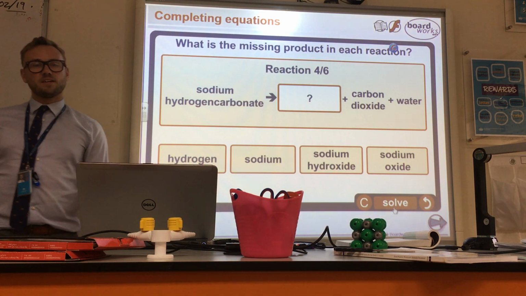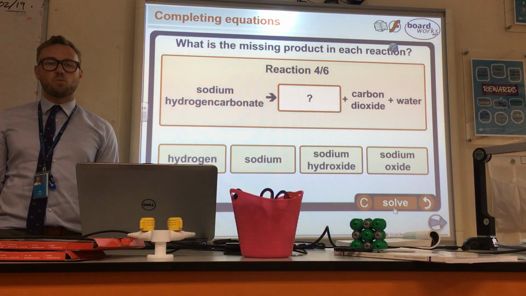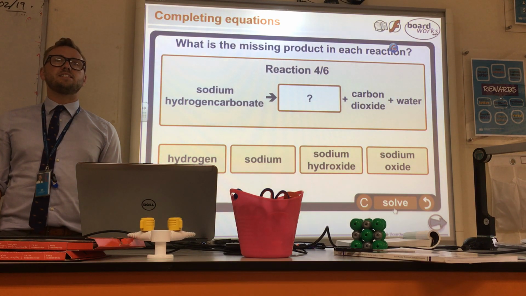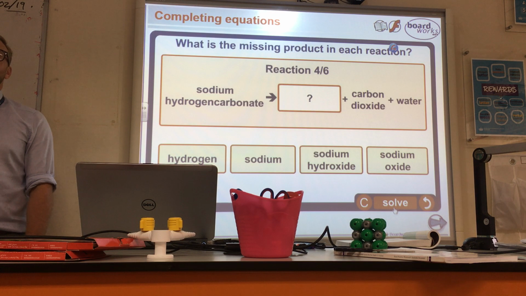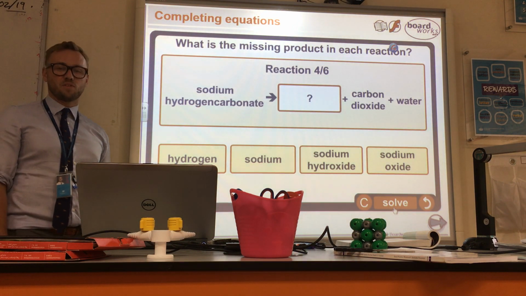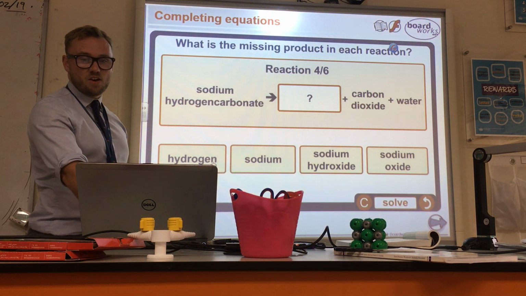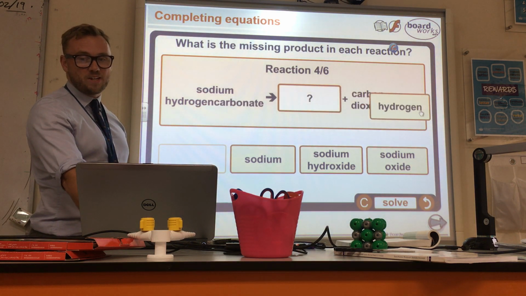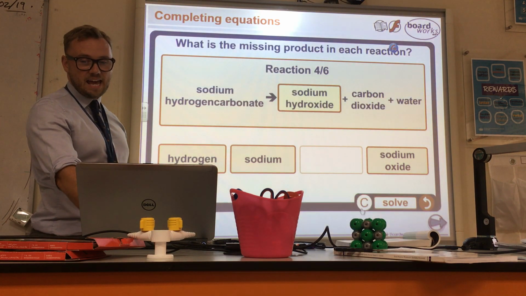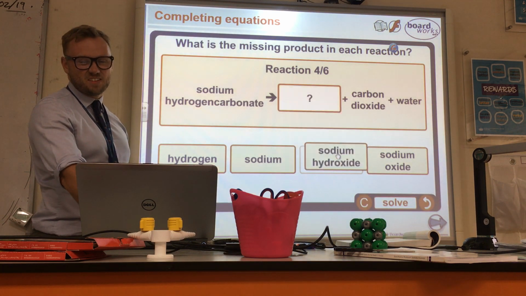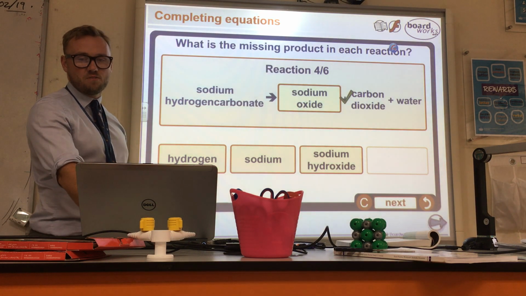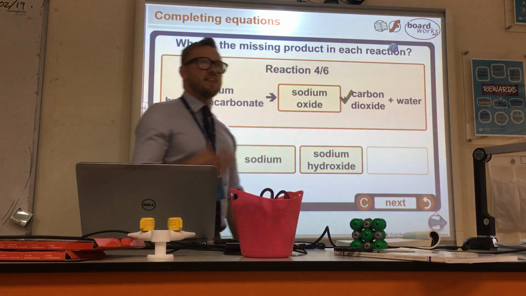Sodium hydrogen carbonate, it will decompose to carbon dioxide and water, but what will be left behind? What do you think, Tiff? If you had to choose one of those, what do you think the blank is? Hydrogen, you think hydrogen's going to be there? No, the hydrogen has probably gone to the water. Sodium hydroxide? Well, that's not a bad guess. It has to be sodium oxide. Okay, you're absolutely right.